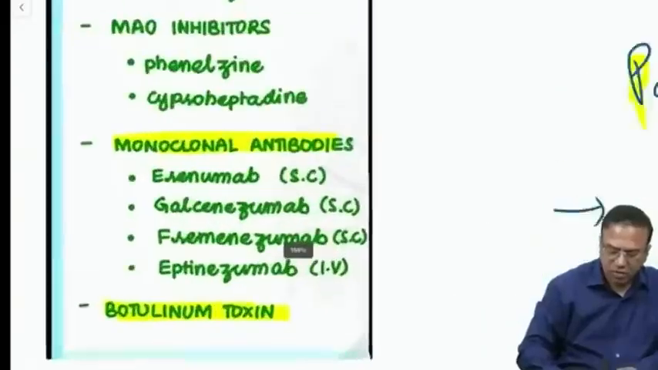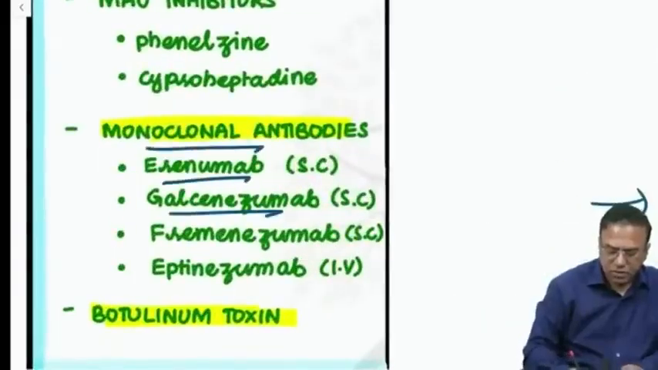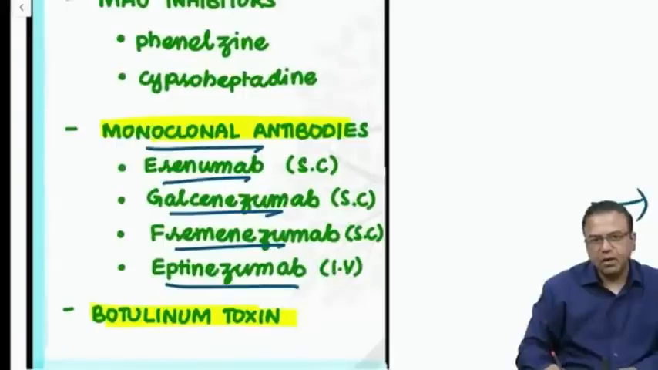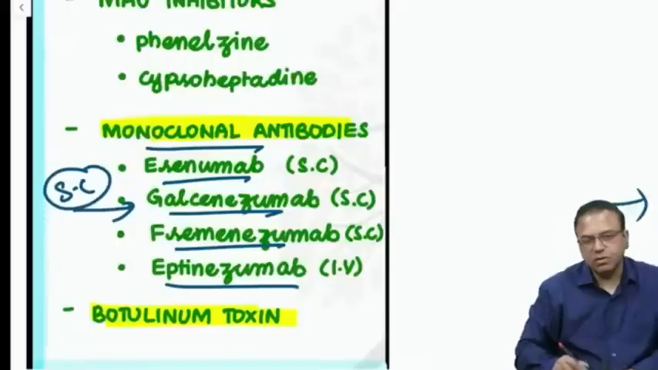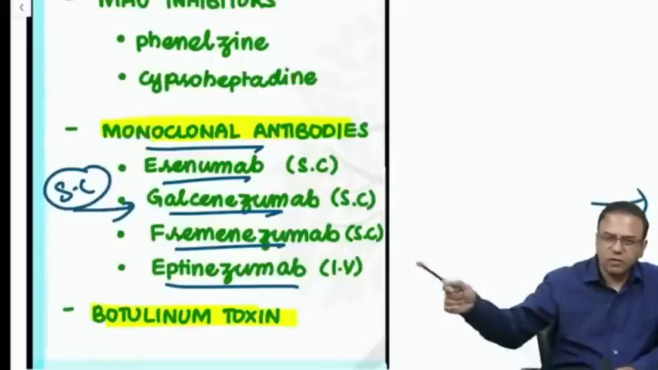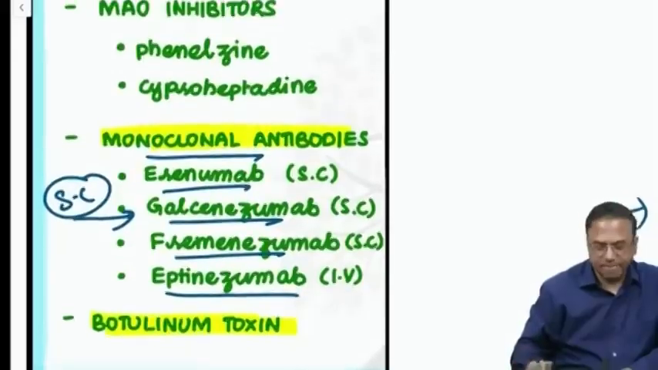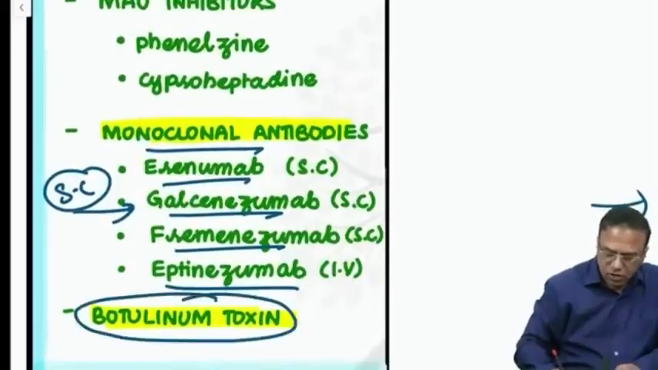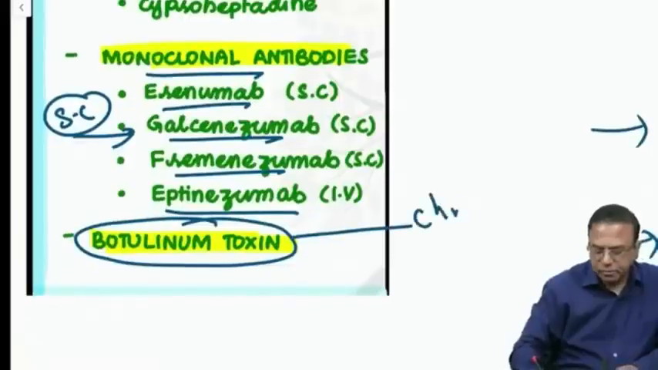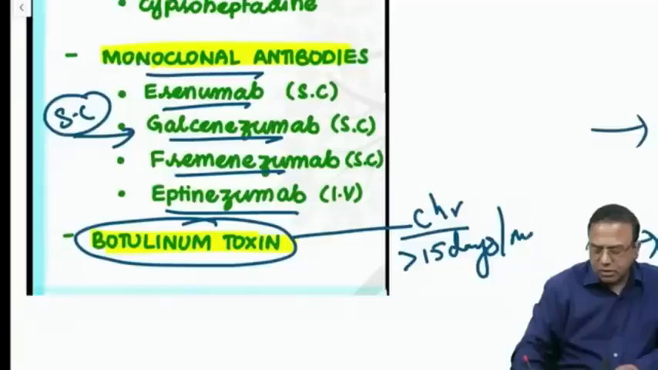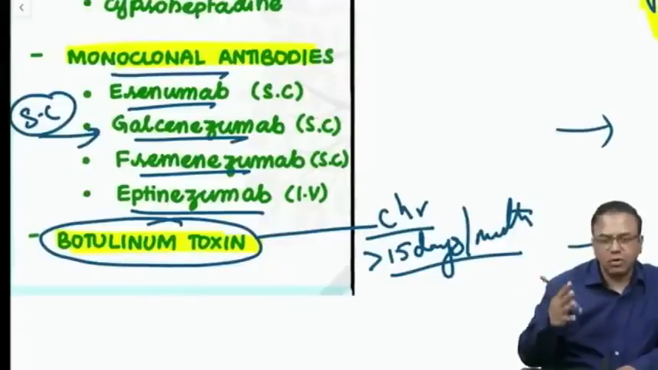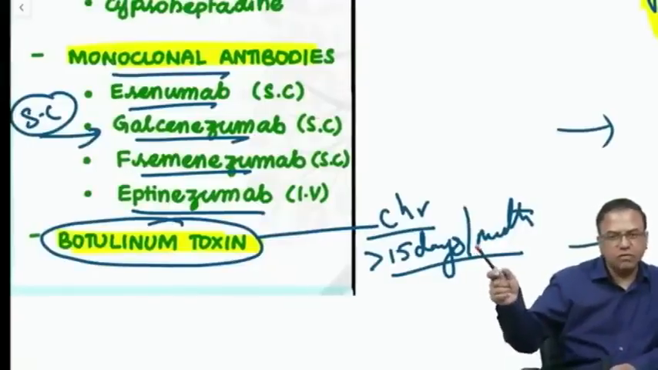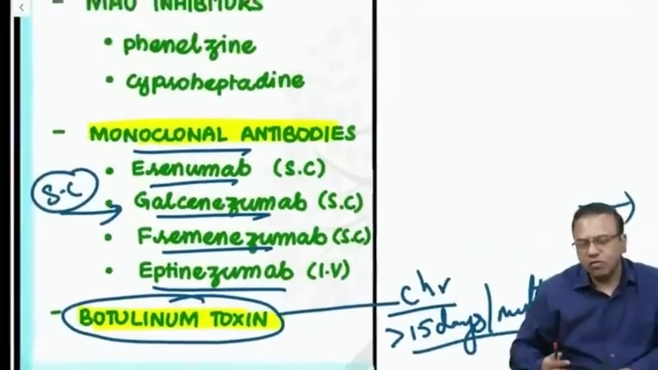So CGRP antagonists we have erenumab, galcanezumab, fremanezumab and eptinezumab. Now, these drugs, particularly galcanezumab, is a subcutaneous injection used once a month, showing very good results. But they are very, very expensive and generally not easily available in India. Botulinum toxin is only approved for chronic migraine. Definition of chronic migraine is patient should get 15 days of migraine in a month. Somebody gets occasional episodic migraine, and once in a way migraine occurs, botulinum toxin will not work. It only works if the patient has got more than 15 days of headache per month. Then you can go for botulinum toxin.